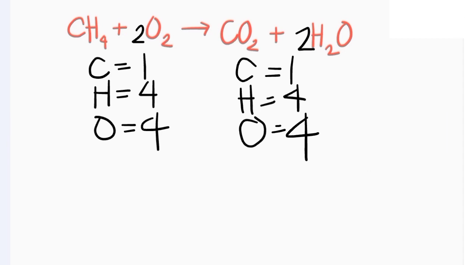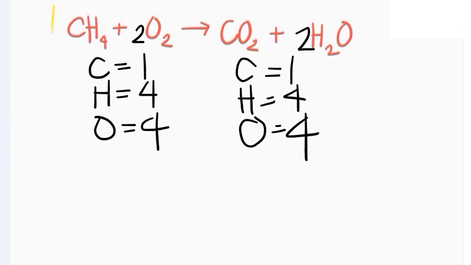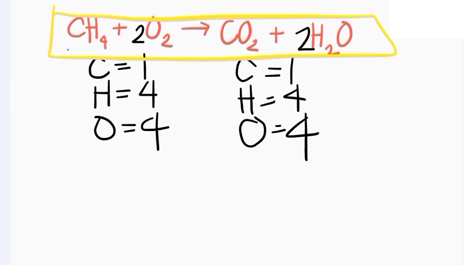As you can see, we have one carbon here. And on the other side, in the product side, we also have one carbon. Here we have 4 and we also have 4 here. Here there is 4 and there is also 4 here. Then therefore, this equation is balanced. So this is the balanced equation of methane reacting with oxygen, producing carbon dioxide and water.